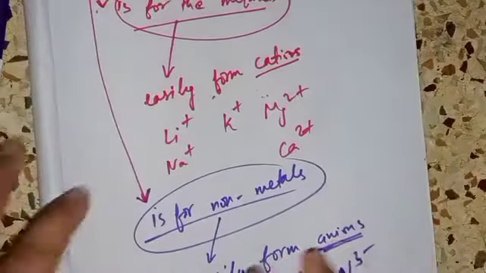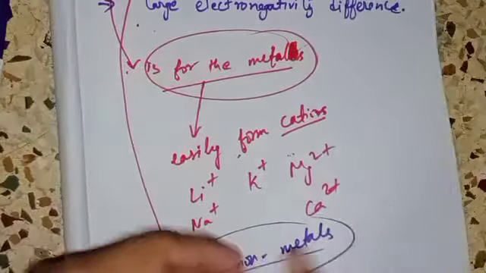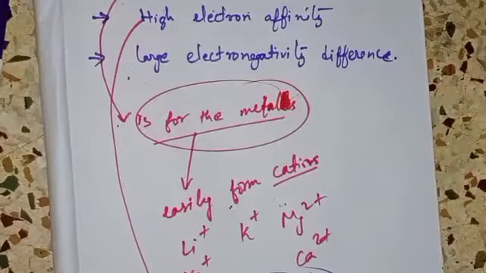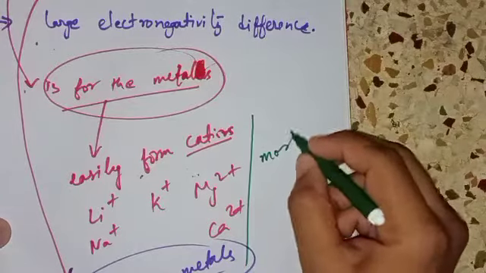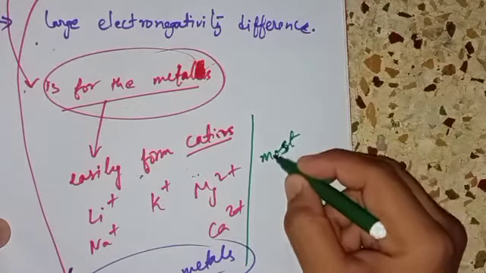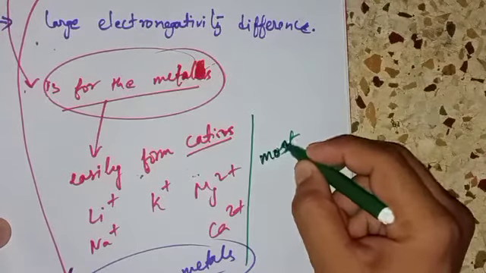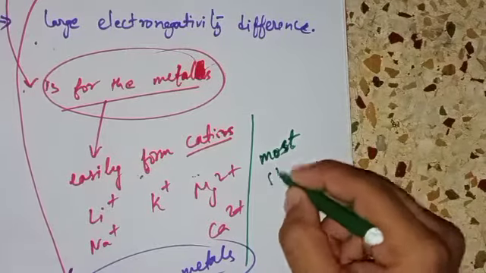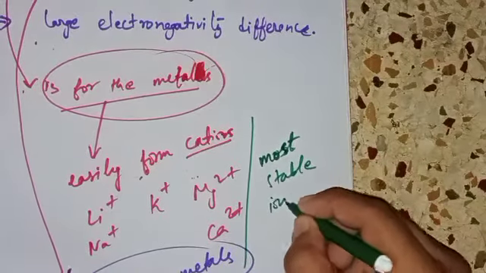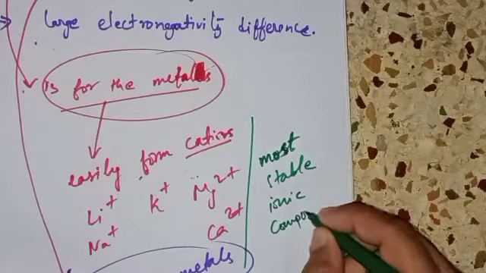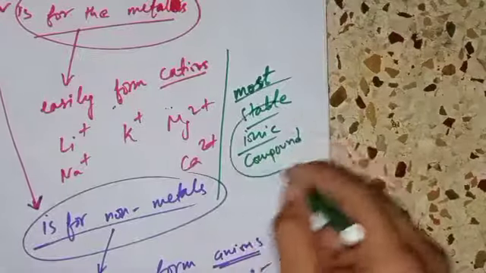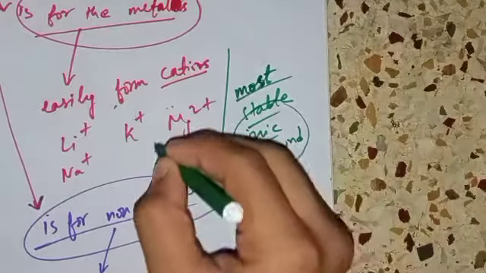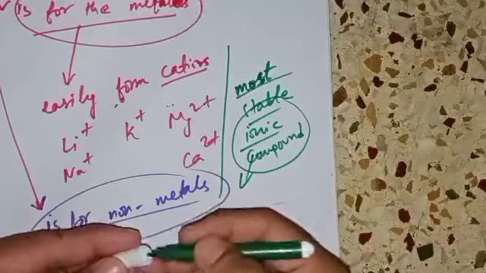Okay, my dear students. A very interesting question arises here. Can you name the most stable ionic compound, or in other words, the ionic compound which has the highest or the greatest electronegativity difference between its atoms? Can you name it? This is my question. Please try.